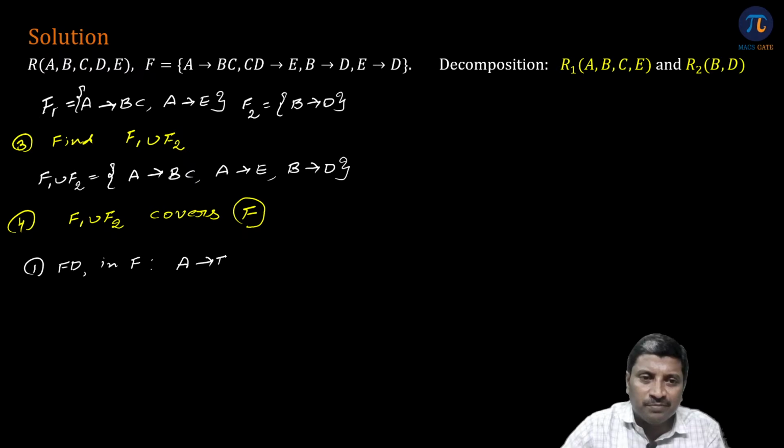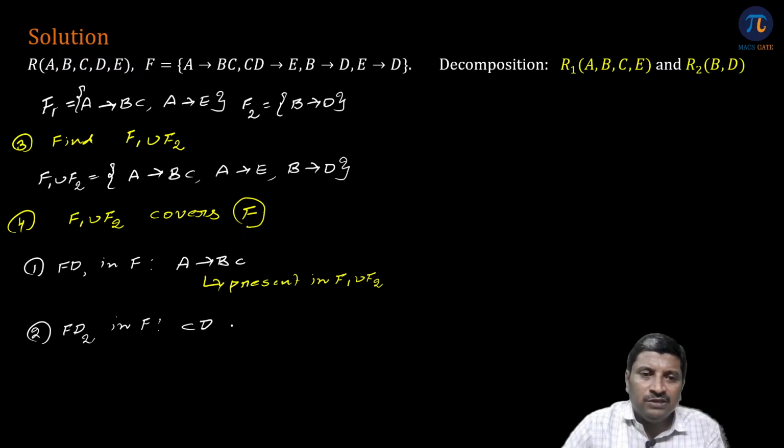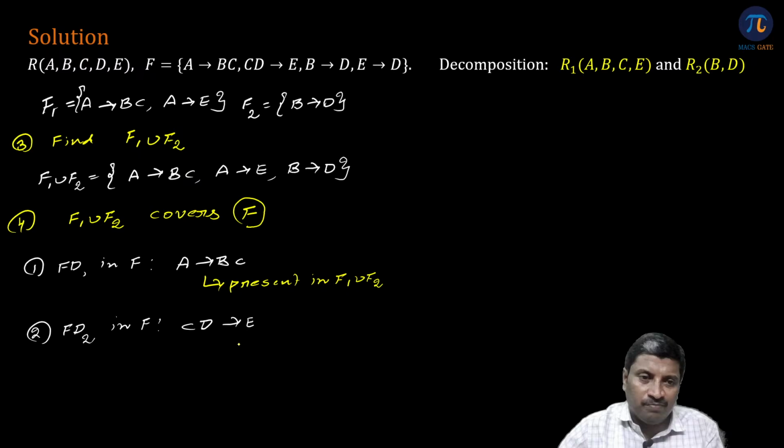A implies BC. It is already present in union. So this is present in union. That means it was covered by union. Am I right, sir? So no need to verify it. Hope you understood it. What is the second FD, sir? The second FD in F is CD goes to E. If it is present in union, no issue. You can go to the next one. But please observe it. Here it is not present in union.